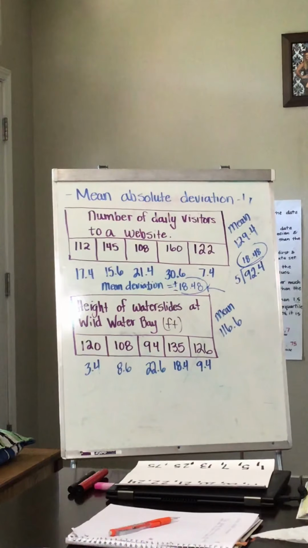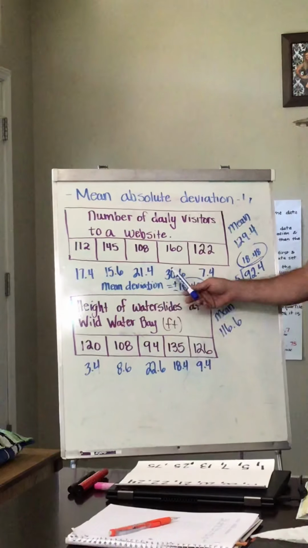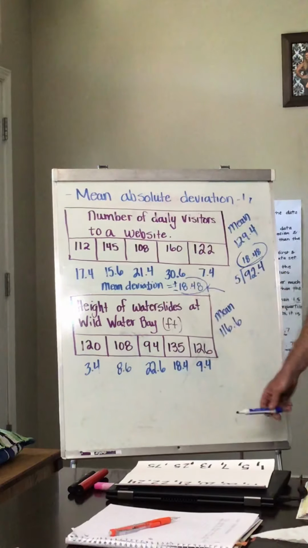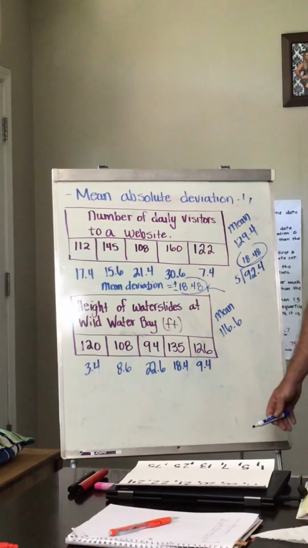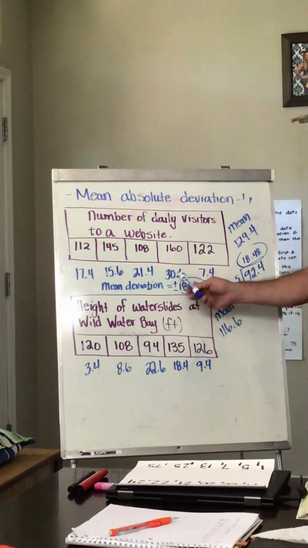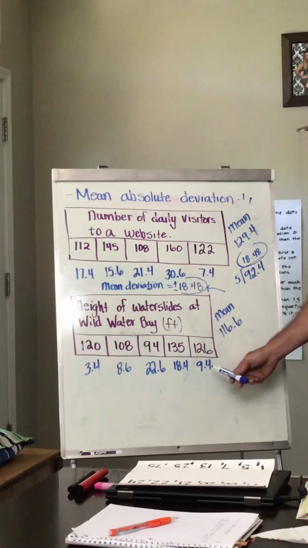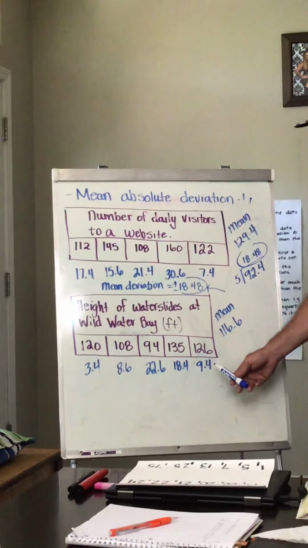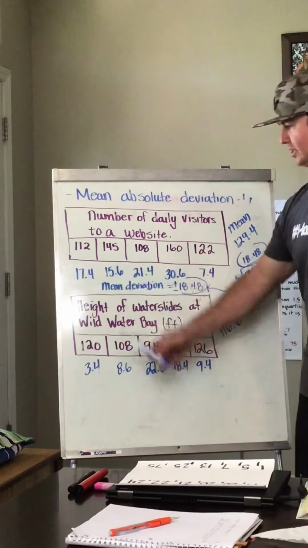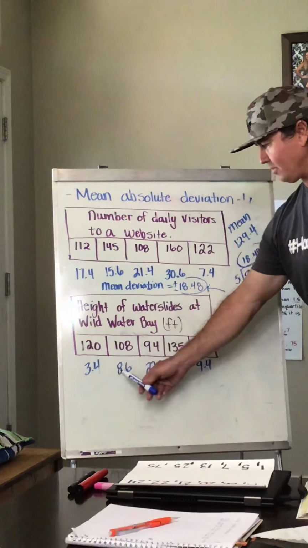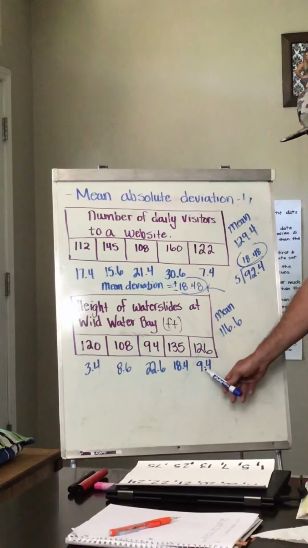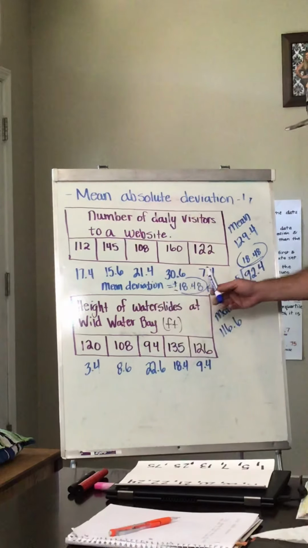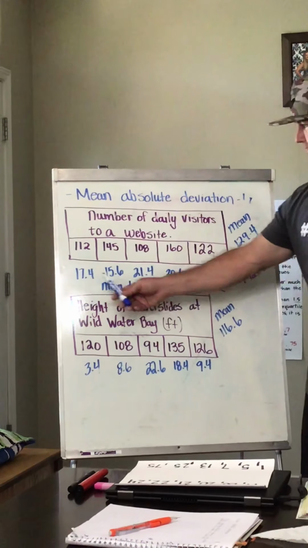Okay, real quick, I'm going to stop you for just a second because I want you to think about something. Just by looking at these deviations, which one of these problems do you think is going to have the bigger deviation? The top or the bottom? Top. Maybe the bottom. You think this one's going to have the bigger deviations? Because we got 3.4, 8.6, 22.6, 18.4, 9.4 as deviations. Up here, 7.4, 30, 21, 15, 17.